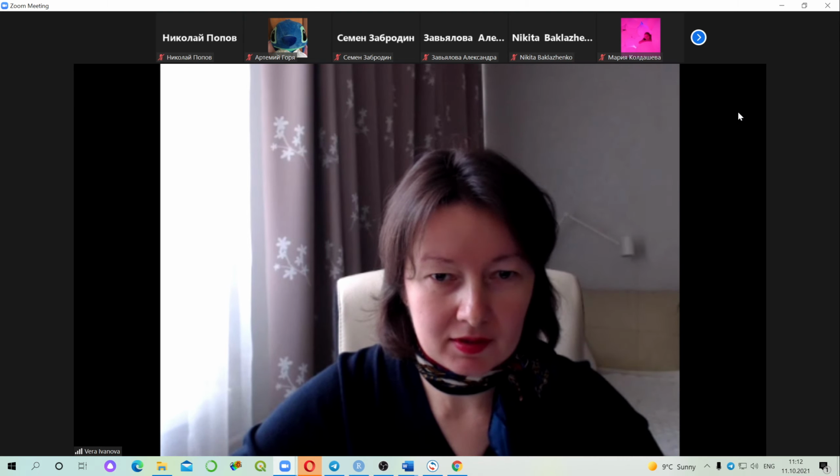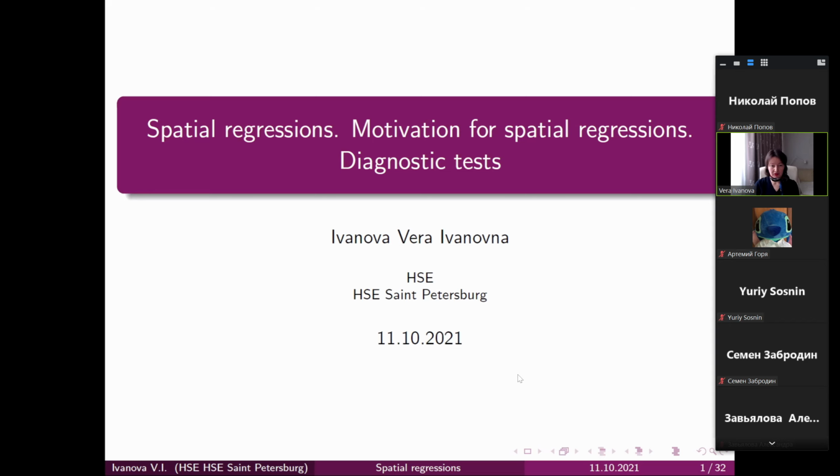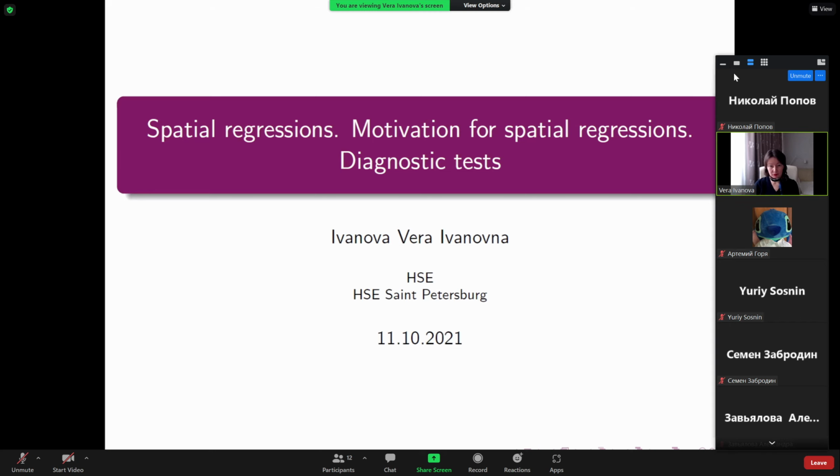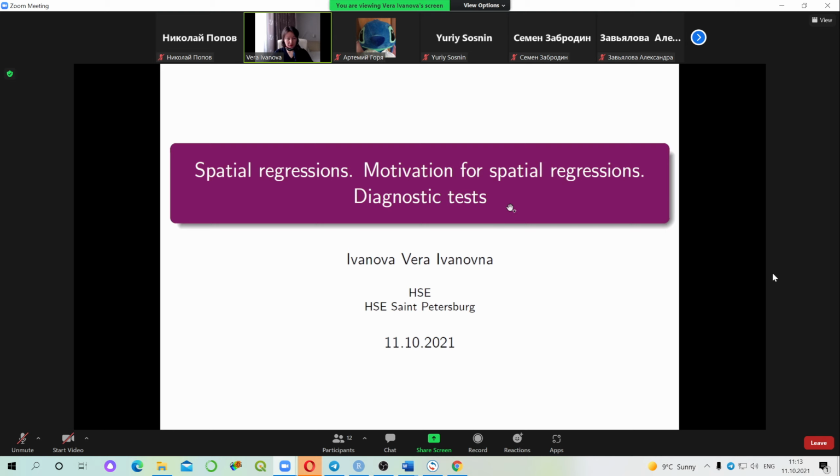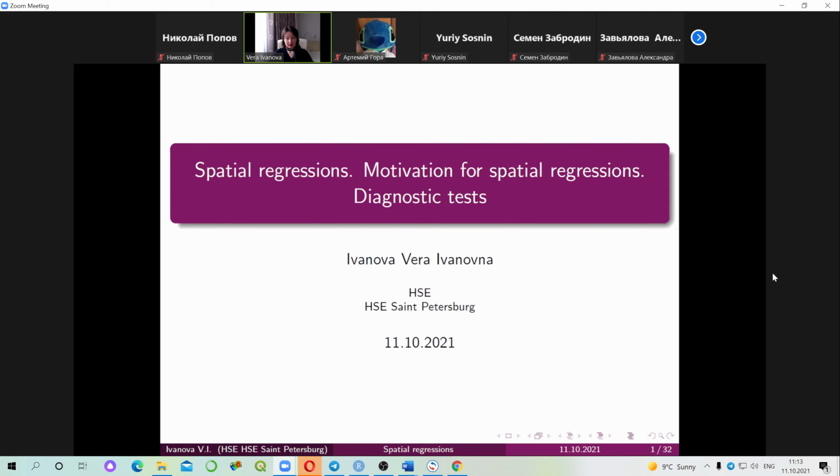Okay, today we're going to study some basics on spatial regressions. We consider different motivations for spatial regressions, how to apply, how to include or incorporate spatial dependence into regressions. Also, we're going to consider several diagnostic tests to choose which spatial regression is best for our model.